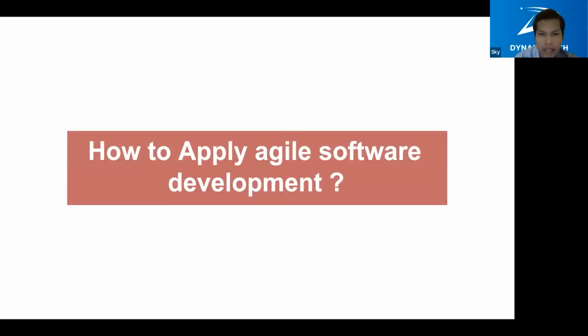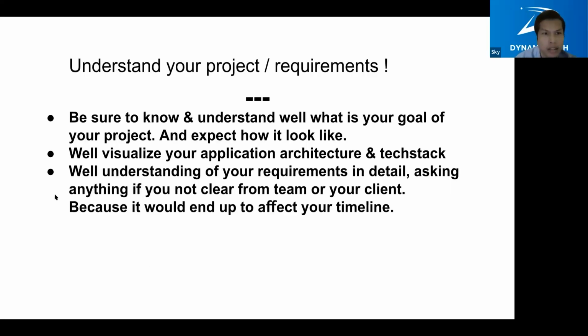How to apply agile software development. Okay, so the first one is about understanding your project requirements. Be sure to understand what the goal of your project is and what to expect it to look like. Visualize your application architecture, tech stack, and understand your requirements in detail, asking anything if it's not clear from the team or your client, because it would end up affecting your timeline.